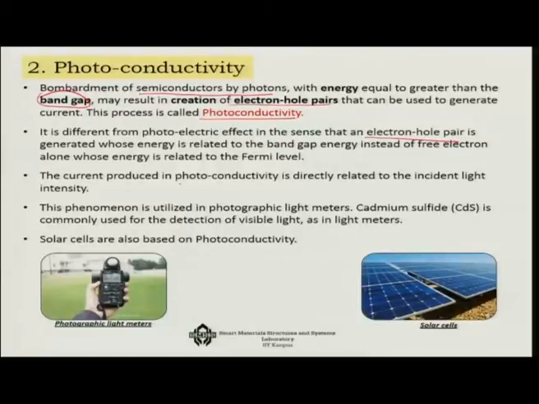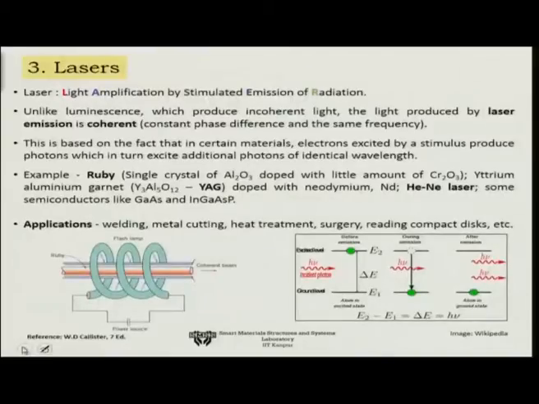The current produced through photoconductivity is directly related to the incident light intensity. As a result, the light meters you see used in cricket matches, etc., are actually based on the photoconductivity of the incident light. Okay, so it is based on the electron hole pair. For example, cadmium sulfide is one of the very common examples in light meters. And today's solar cells are also based mostly on photoconductivity. So, this is another very good application of the optical property.